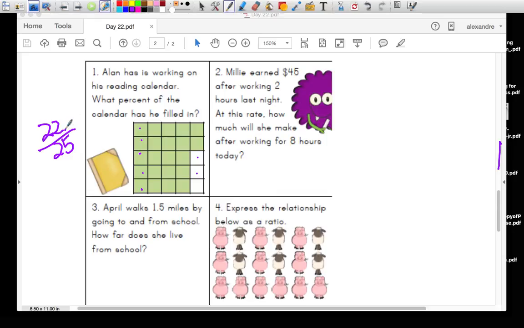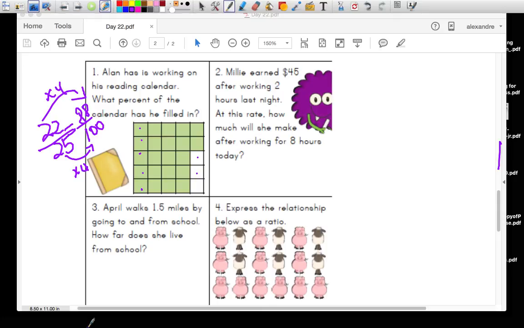You can do it 2 ways. You can make it like this: 25 goes into 100 times 4, and this would be times 4 as well. It gives you 88. So what percent? It would be 88 over 100, because you found something that is the same. All right, so that's a quick way of doing it.